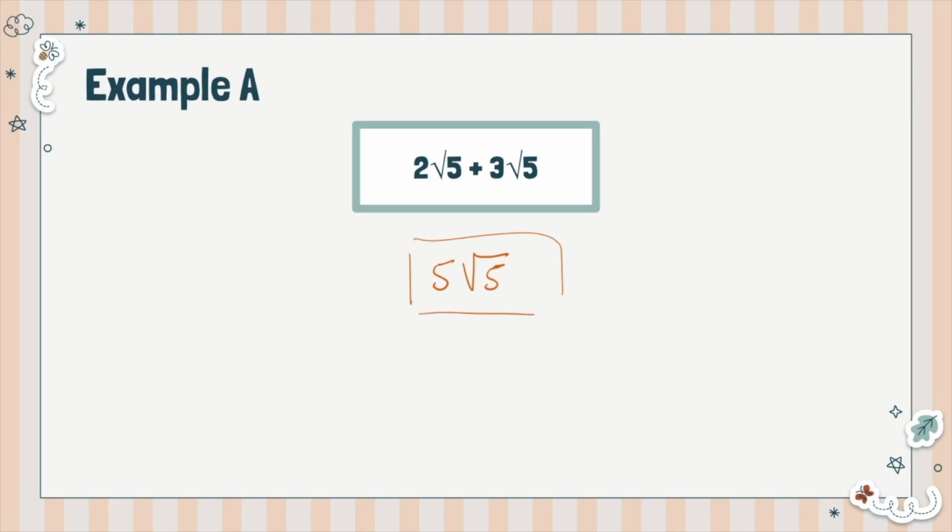We are not adding our radicals together, so it's not going to become 5 and 5 is radical 10. We're not multiplying, so we're not getting 5 times 5 is radical 25. All right, these are like terms. So we only add our coefficients, so we're only adding 2 plus 3. 2 plus 3 is 5, and the radical stays the same. Now let's take a look at example B.